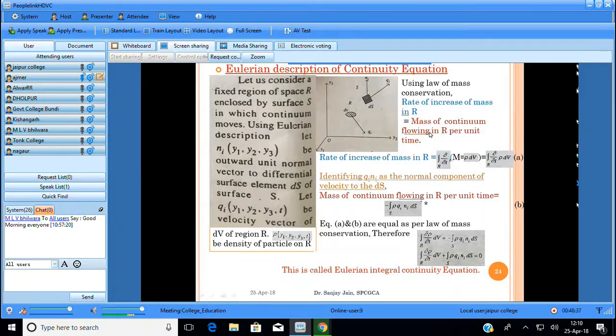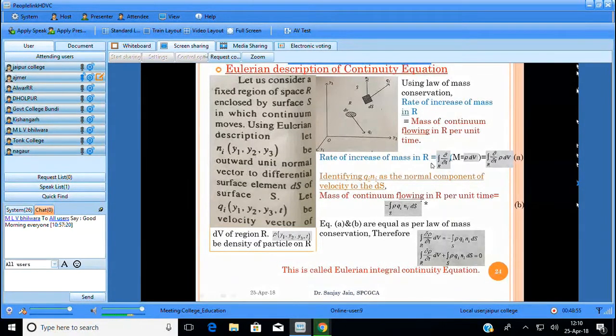So this is in the opposite direction. This is an important thing, that's why I have underlined it. These have opposite directions, which we use later. Because we are using the rate of increase of mass.